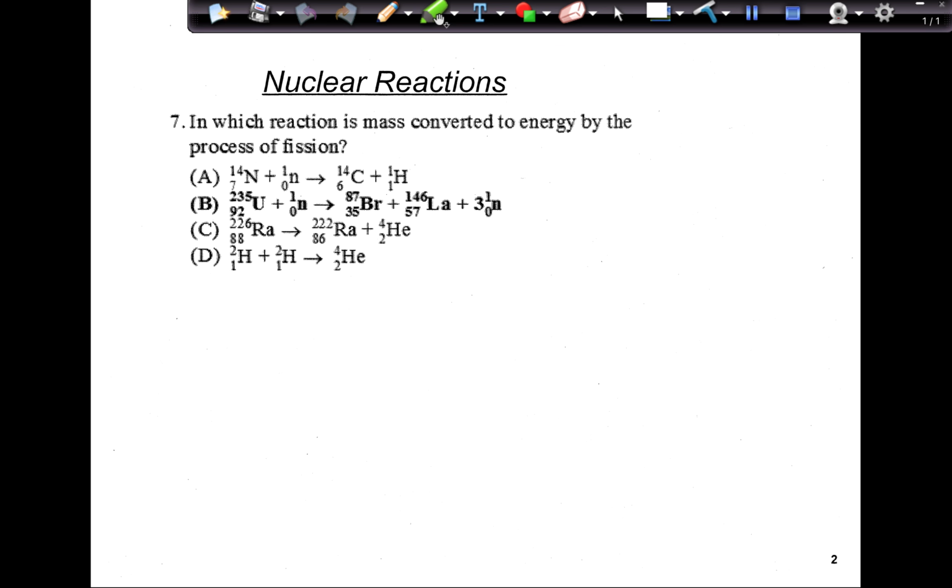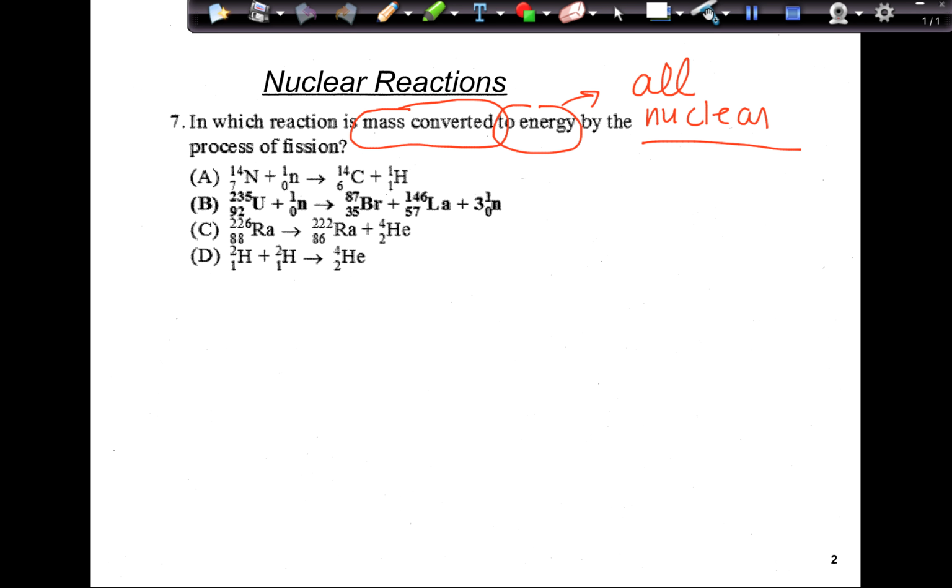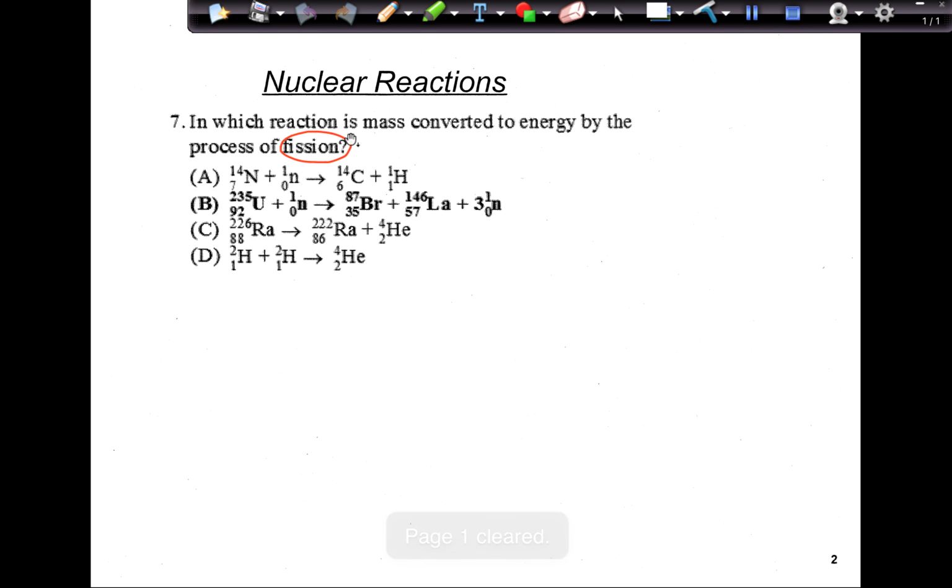Something else to go over for nuclear reactions. If we want to know about mass being converted to energy, all nuclear reactions do this. All nuclear reactions are going to convert mass into energy, and so all nuclear reactions are going to give off a tremendous amount of energy compared to chemical reactions. But when they say the word fission, you are looking for something with a large mass before the arrow, neutrons on both sides, and two smaller isotopes after the arrow.